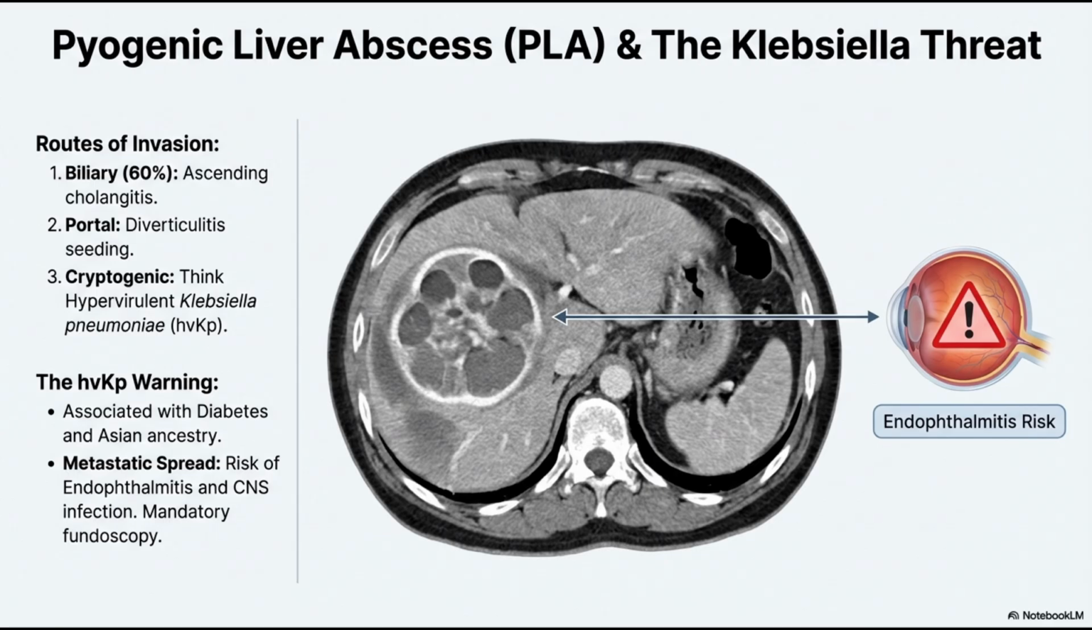So if you see a community-acquired liver abscess in a diabetic, especially if they're of Asian descent, you are thinking HVKP until proven otherwise. Absolutely. You need to screen for metastatic sites. It's part of the workup.